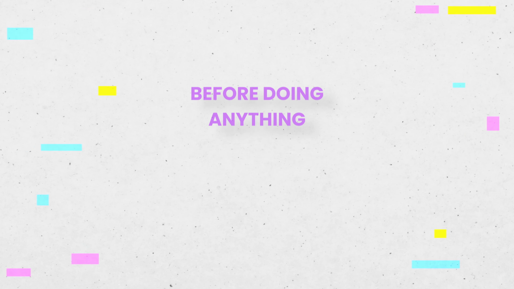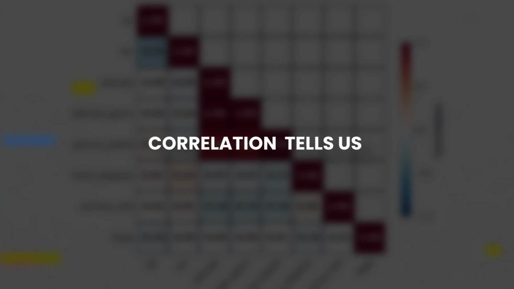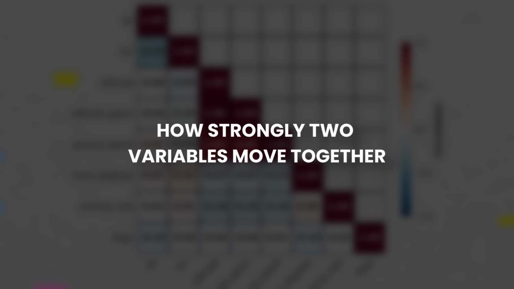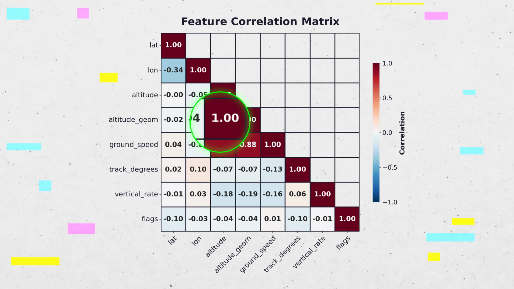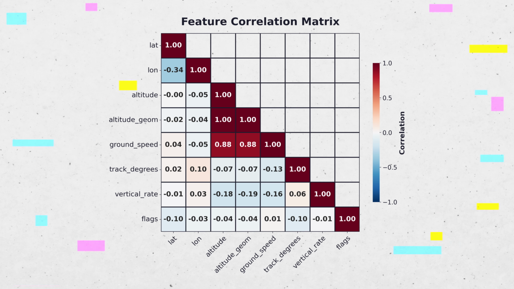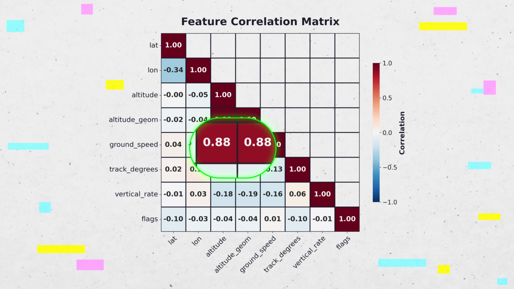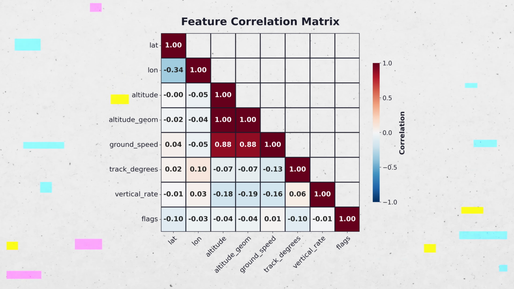Before doing anything, we like to plot a correlation matrix of our features. Correlation tells us how strong two variables move together. And if we look at our matrix, two things immediately jump out. First, altitude and altitude geometric have a correlation of basically 1, which makes total sense because they are measuring the exact same thing. Second, both of them strongly correlate with ground speed, around 0.88. That's because aircraft typically fly faster at higher altitudes, and vice versa.